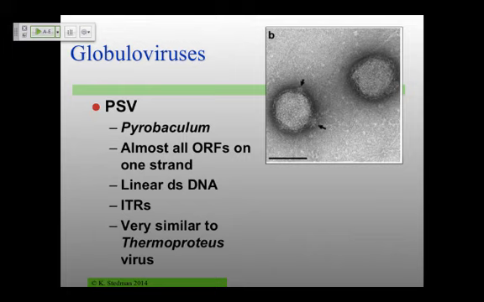So potentially you could just go around and around and around, and then you end up with multiple copies, and those then are acted on by the recombination enzymes to give you individual genomes.